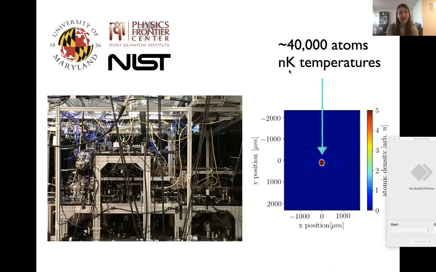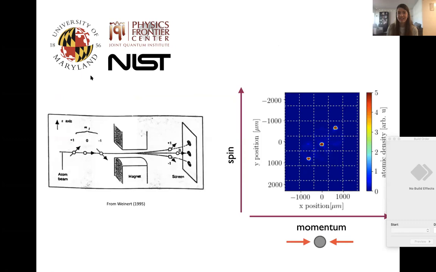And it was very nice working at the University of Maryland because there is this Joint Quantum Institute, which is a collaboration between the National Institute of Standards and Technology and the university. So we got the opportunity to work with so many great researchers and so many great students.